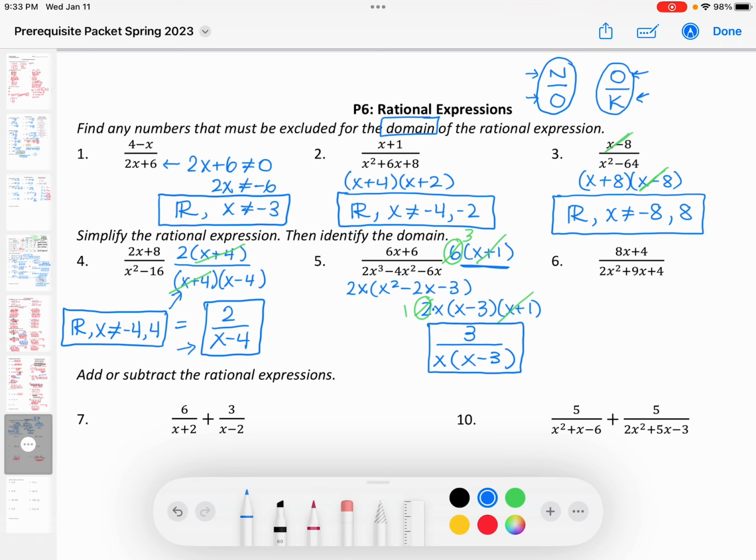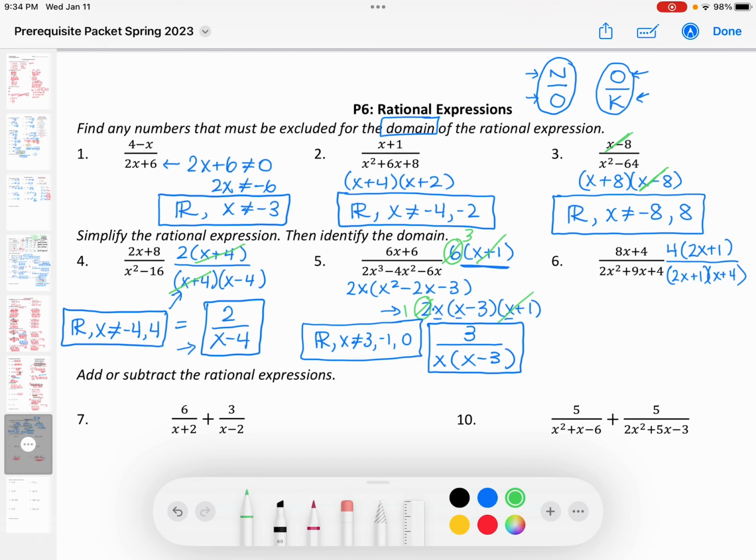We would go back to the original problem to decide on the domain, all real numbers, except 3, -1, and this time 0. 3, -1, and 0 would all have made that bottom part equal to 0. So we'll exclude those from the domain. We could do the AC method here. I'm just going to take a stab at it using sort of the guess and check. I think I got it.